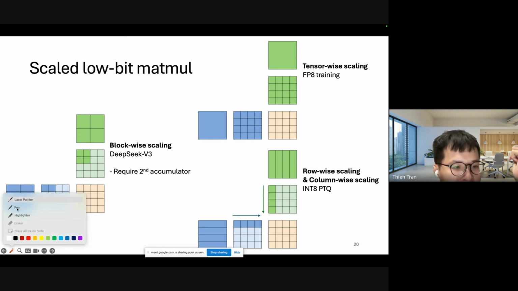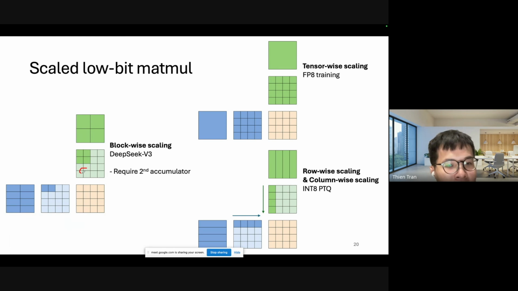they will require scaling from this here. Let me see if I can just change to the pane. So this one requires scaling from this, and this requires scaling from this one. So when we do the matmul, we cannot just keep accumulating to the same accumulator. That's why I put here that we require a second accumulator. So this one is a bit more complicated, and that's why it's a bit slower than the other two, but it will give better accuracy.